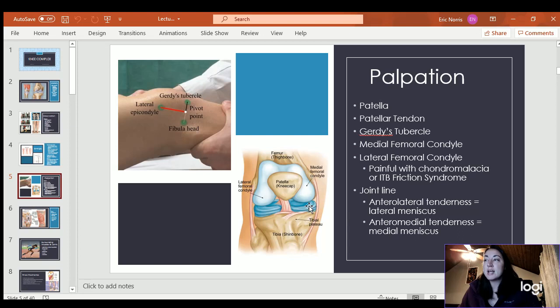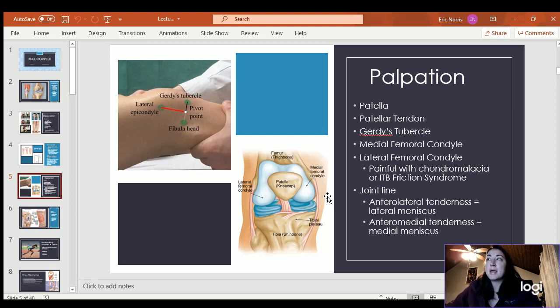And then the joint line. When someone has tenderness over the joint line, it can tell you that there's a tear in the meniscus. So if it's the lateral joint line, and it's always in the front where we're pushing on the joint line, then it could be the lateral meniscus that's torn. And if they have anteromedial joint line tenderness, it might be a torn medial meniscus.